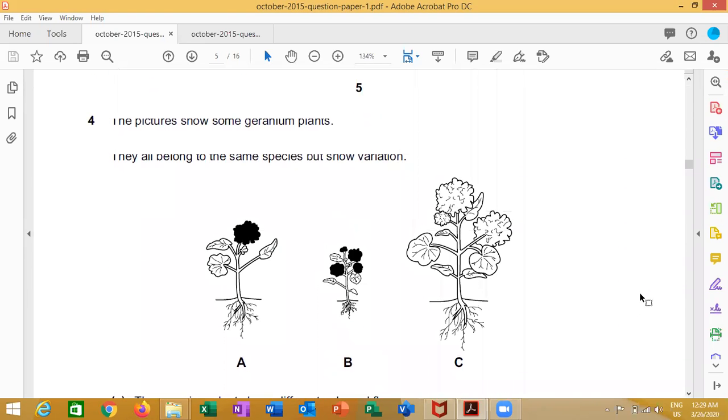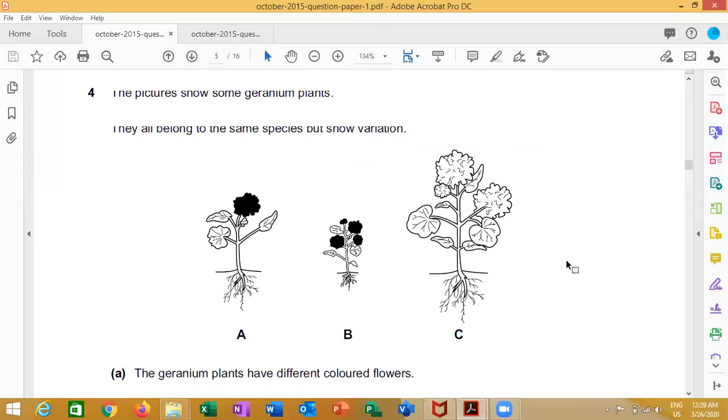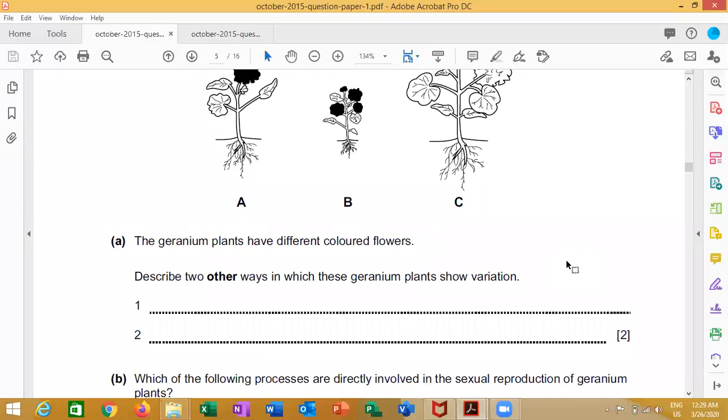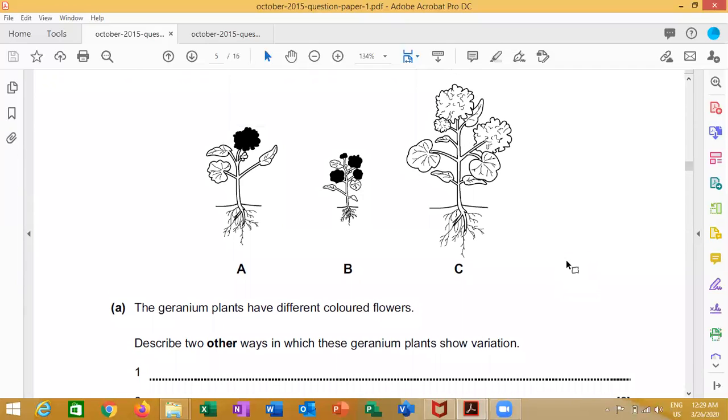Here we have different plants. They show some variation. Guys, let's revise quickly what is meant by variation. Variation is the difference between the same species, or the differences between the same species. Okay, let's read question A. I want you to describe two ways in which the plants show variation. Here he wants you to write the differences between the plants.